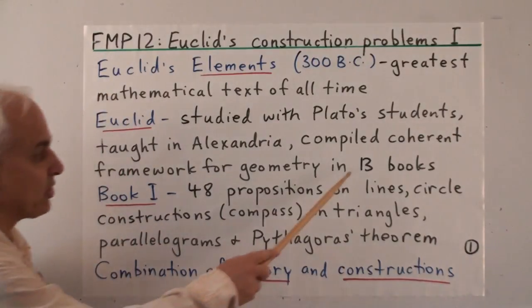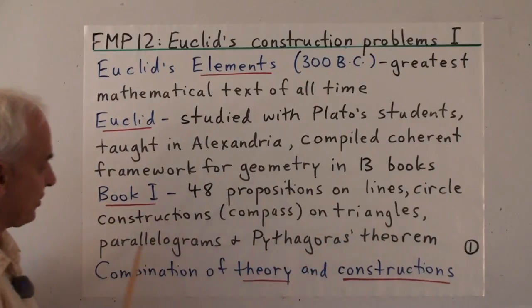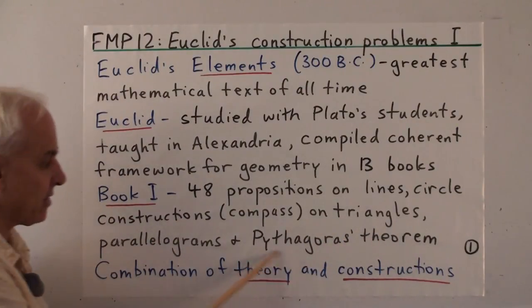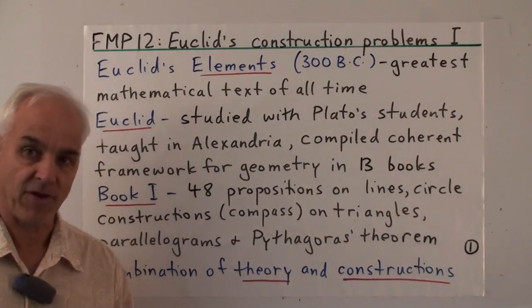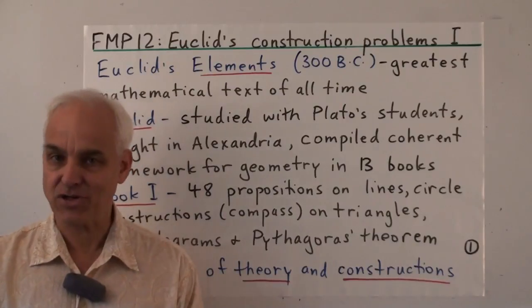So there are 13 books altogether in The Elements. Book 1, the one that's most studied, has 48 propositions, mostly concerning lines and circle constructions using a compass, and concerning triangles, parallelograms, and culminating in Pythagoras' theorem. So Book 1 actually has a combination of theory and constructions.